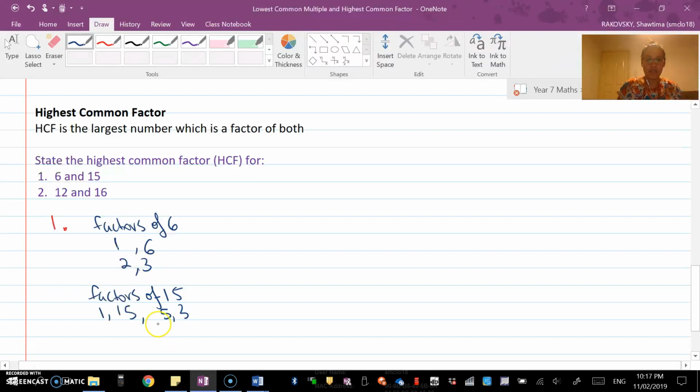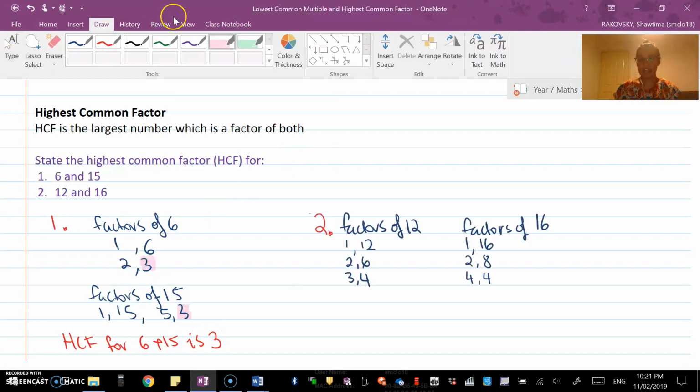So then I start looking for the highest common factor. I can see here that I have both a 3 and a 3. That means if I had to divide both of these numbers, I'd know that both of them can be divided by 3. Okay, so the HCF for 6 and 15 is 3.